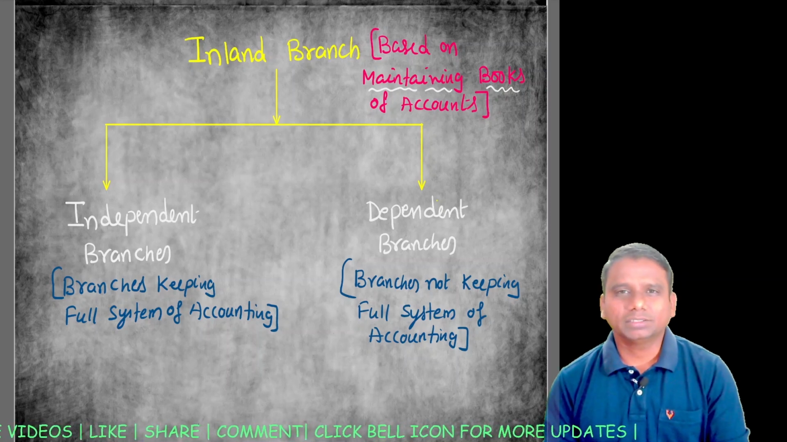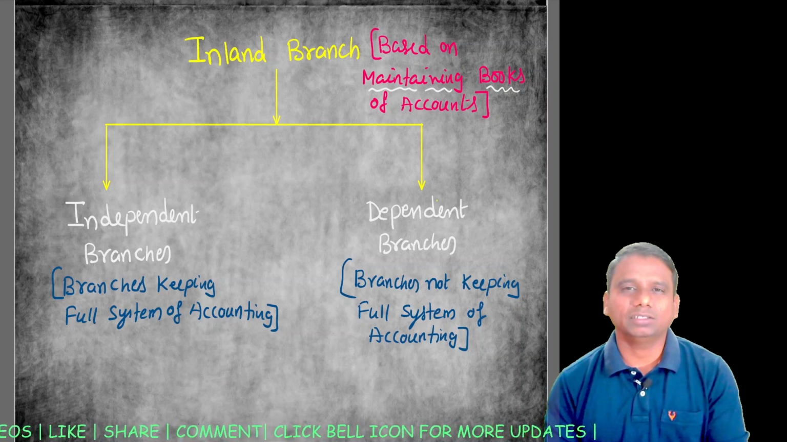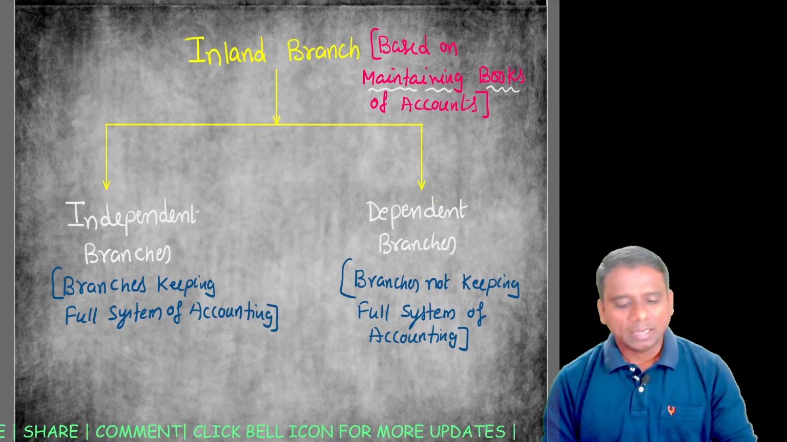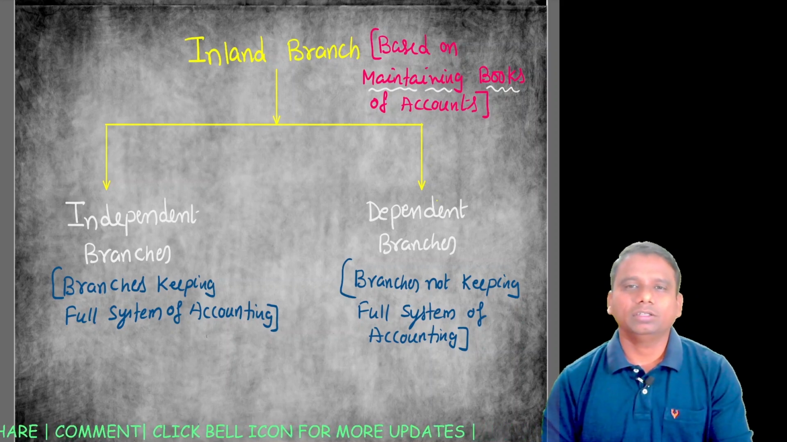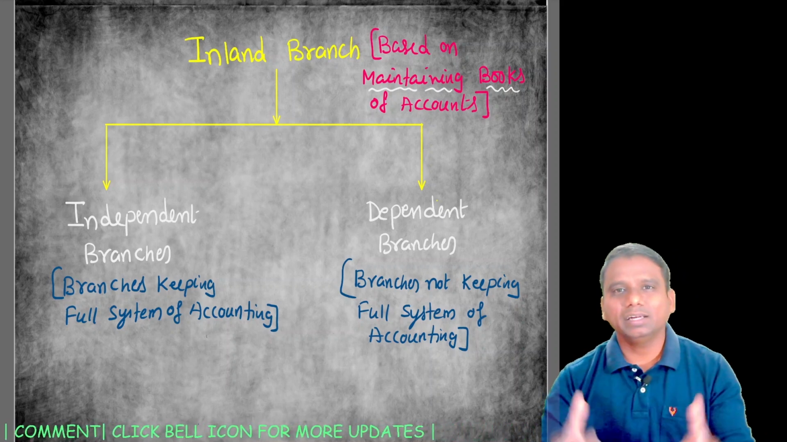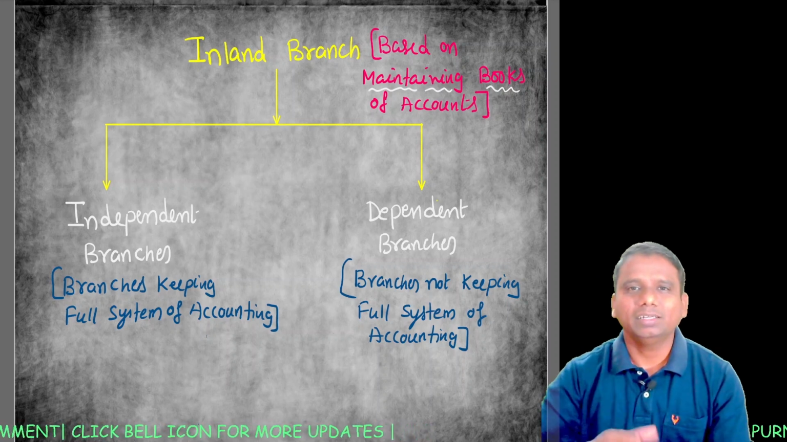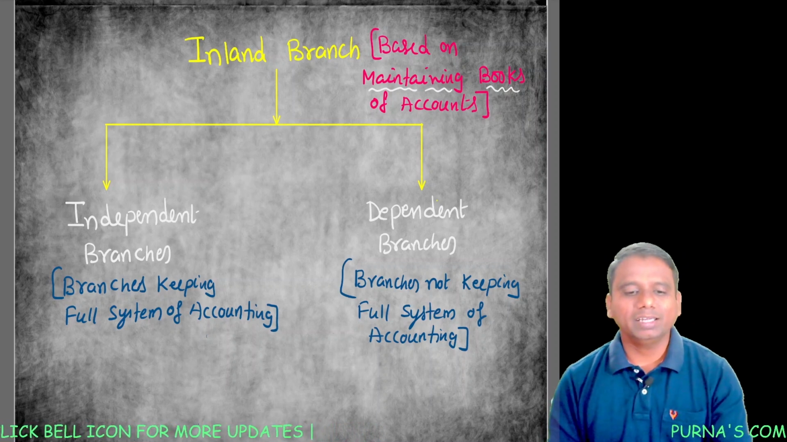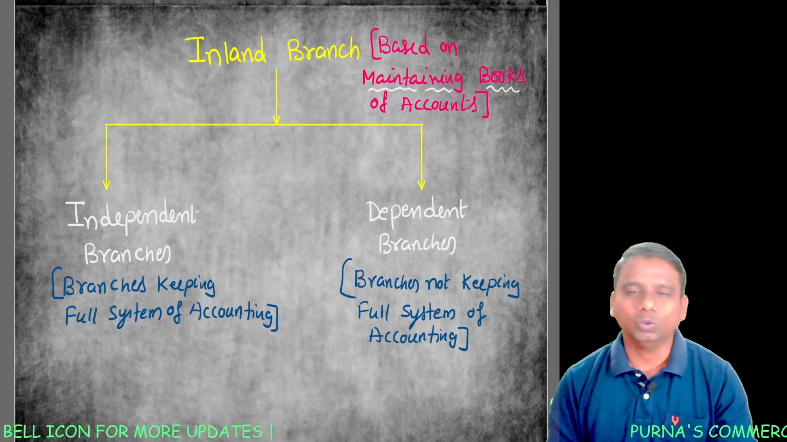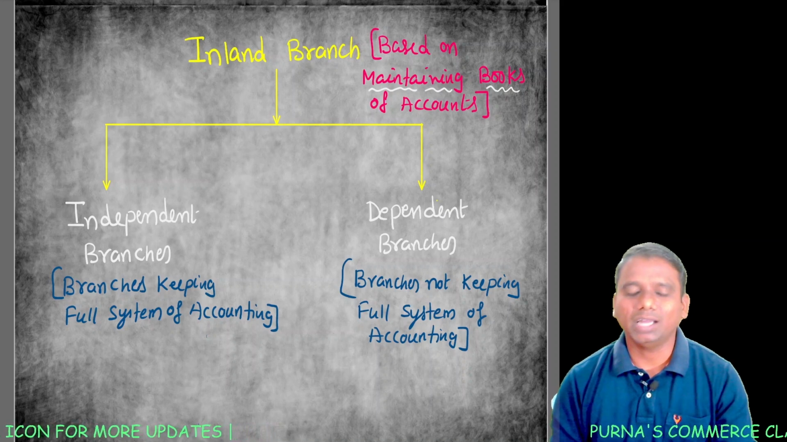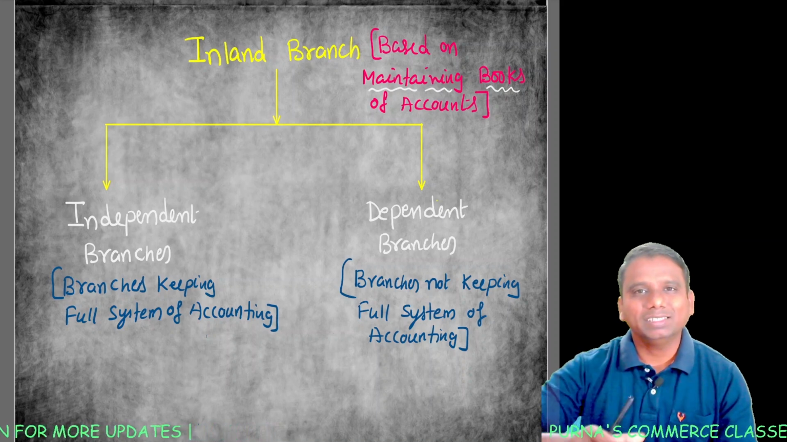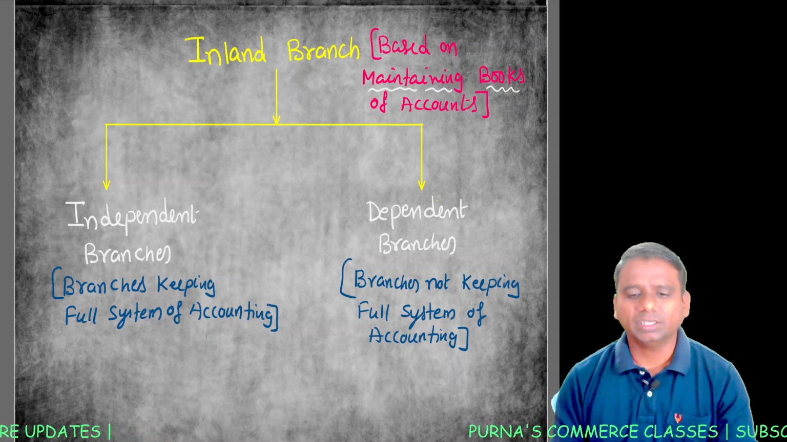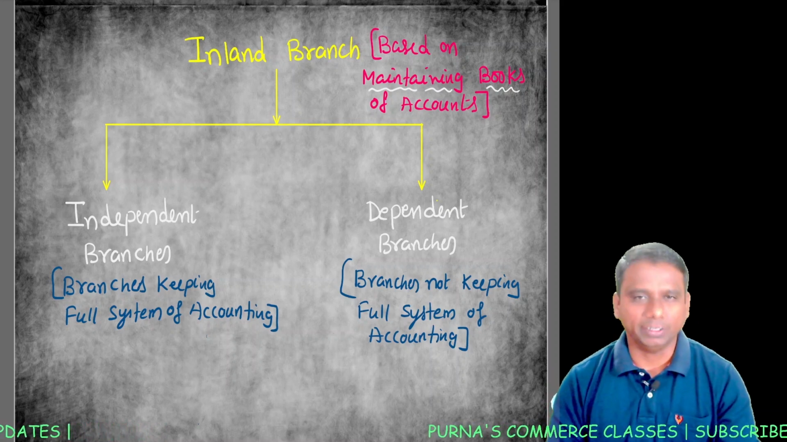In the previous class, we understood some basic concepts about branch accounting. Now, based on the geographical location, we divided the branches into inland branch and foreign branch. Again, the inland branches are classified into independent branches and dependent branches. For this classification, what is the basis? The basis is nothing but maintaining books of accounts.